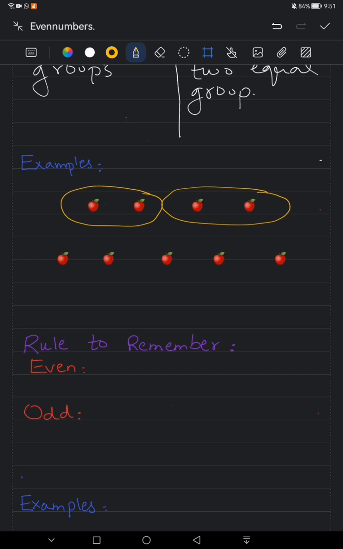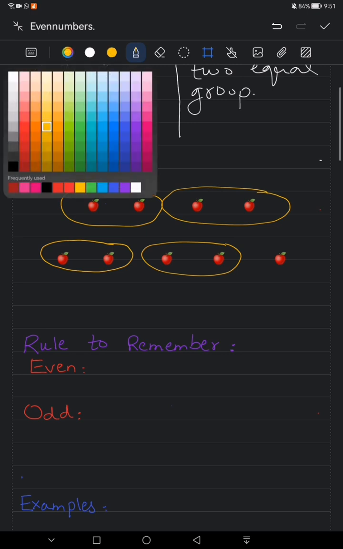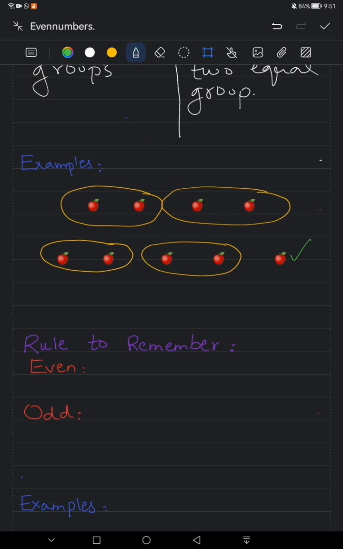But if I have 5 apples and I want to share them with my friend, they will be divided into groups of 2, but one will be left out. So I can say that 5 is not even. 4 is even, but 5 is not even because it cannot be divided into groups of 2. So 5 is odd and 4 is even.